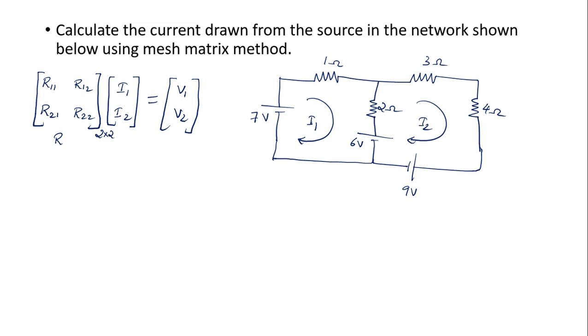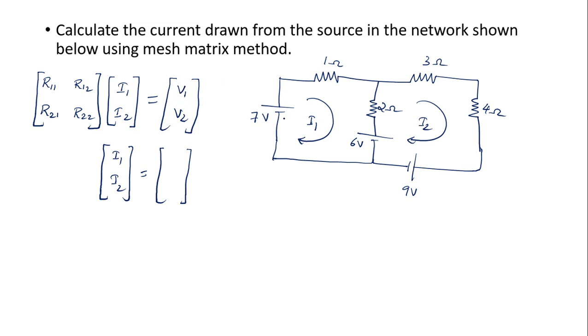We need to know how to fill this particular matrix. As I already mentioned, I1 and I2 are the values that you need to find out. You don't know I1 and I2, so I am writing them as they are. Next we are going to fill the voltage matrix. It is a simple matrix.